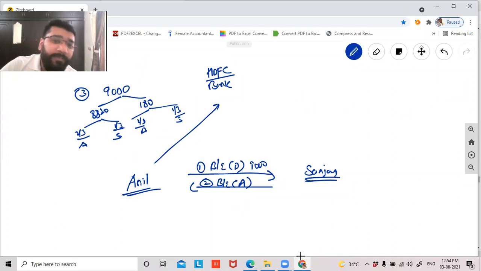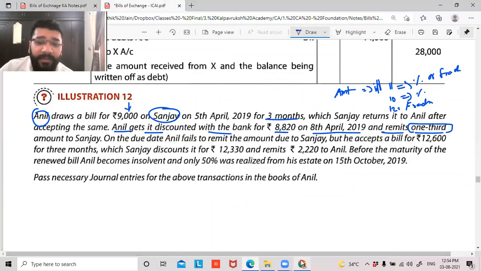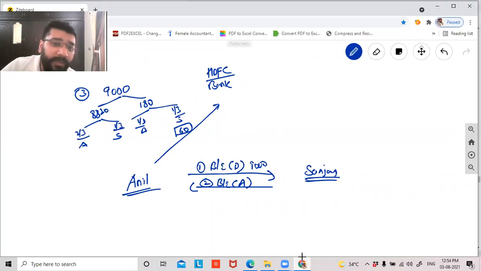Yes, sir. And please tell me what is the 1/3 amount of 180? 60, sir. 60 rupees. And what is the amount that has been transferred to Sanjay? It is 8,820 into 1/3. What is the amount that has been transferred? 8,820 divided by 3.